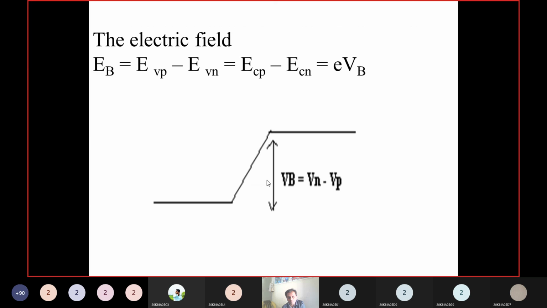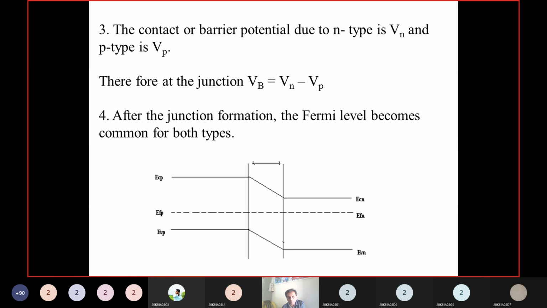The remaining we will discuss tomorrow. So this is about the PN junction, and the generation and recombination of electron hole pairs we will discuss.